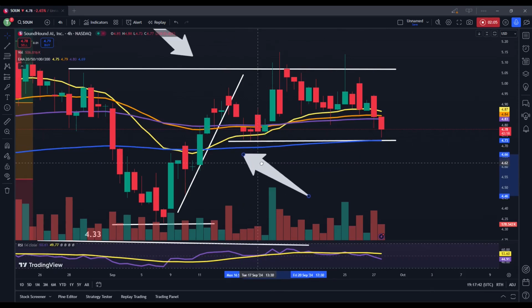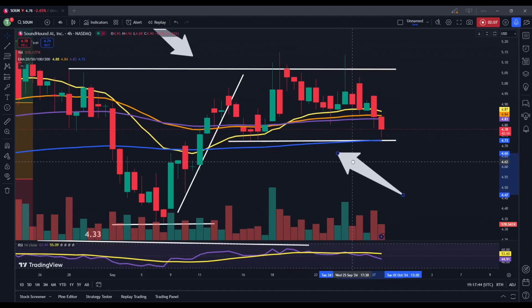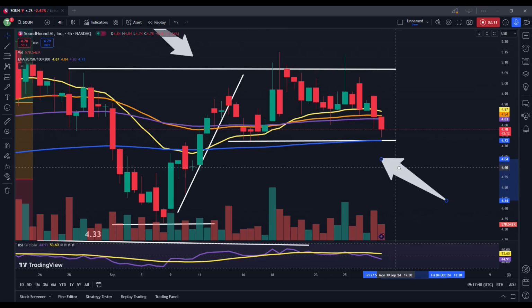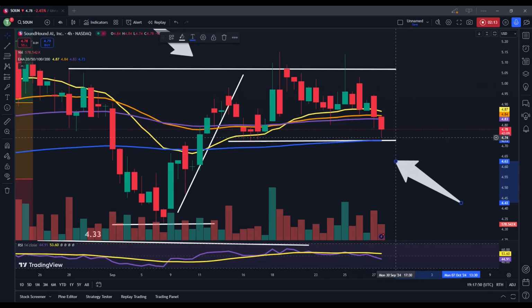And then in addition to that, we have this flatlining blue line here, which is the 200 period exponential moving average. So if we were to see a break below here and perhaps a closing period below here today, that would be a fairly negative event, because it is the Friday trading session, and that would mean that we would not only see a daily close below here, but also a weekly close below this level.